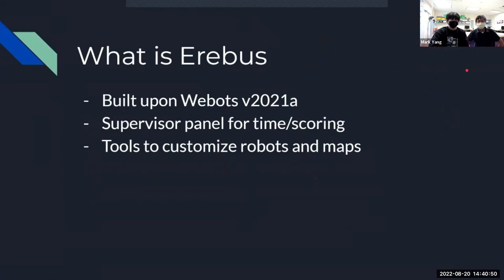So what is Airbus? Airbus is the engine that the competition was running off of, and it was built upon Webots version 2021A. And there are multiple parts to the Airbus engine, as we'll get to later, which is like the supervisor and mapping and controller, etc.